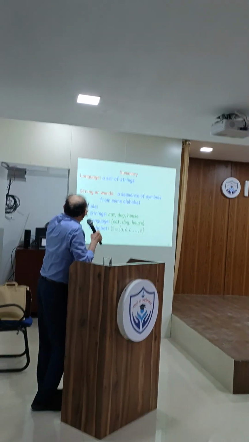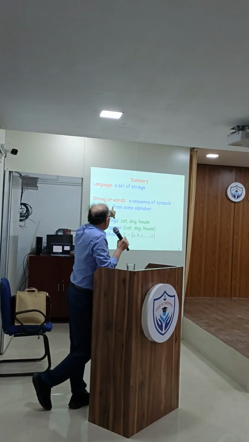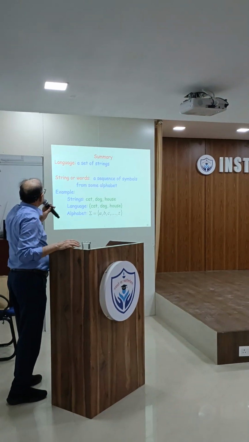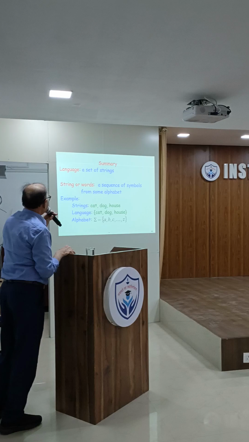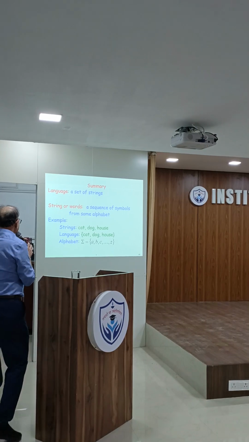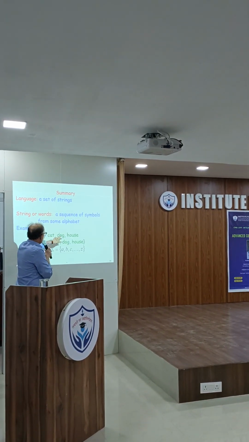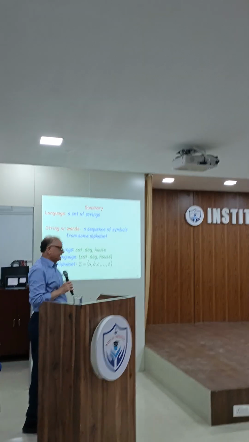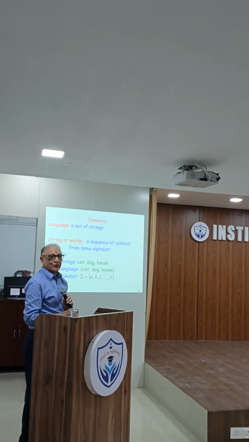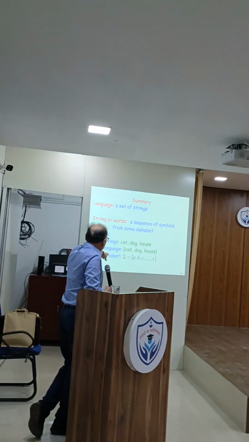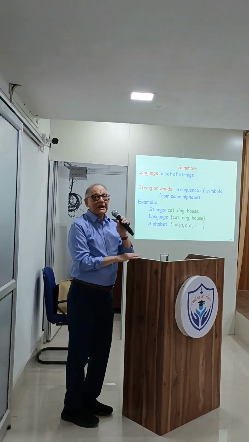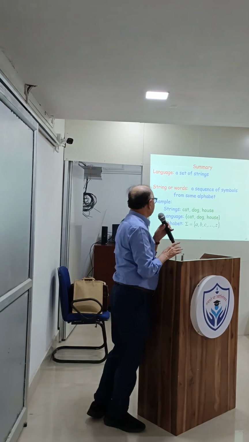So look at this. Let me summarize what I said. A language is a set of strings. Strings are the same as what? I say a sentence is a sequence of symbols from some alphabet. So these are the strings: cat, dog, house. When I write a language, they combine together, and I can get a language, a computing language. The alphabets are A to Z. Using A to Z, I can have a number of languages derived from this.